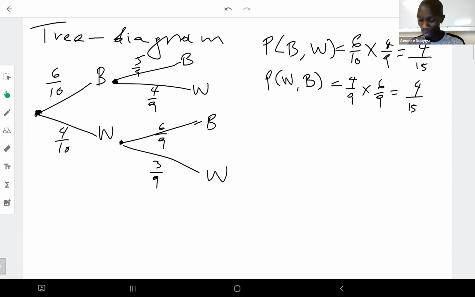This is now whereby you say the probability... how can I write this one? I want a mathematical notation.